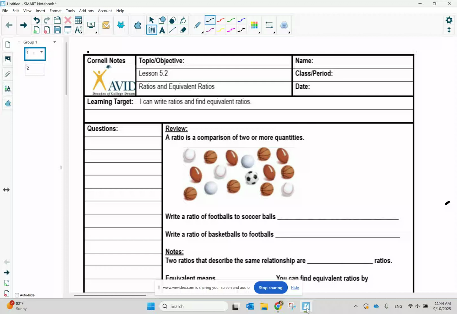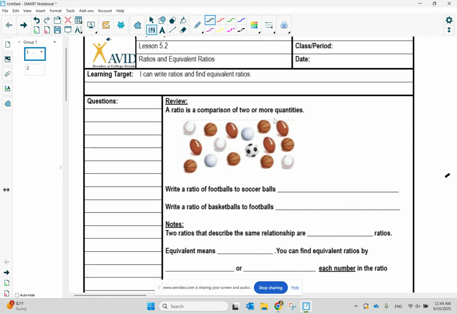Okay, today we're going to talk about ratios and how to make equivalent ratios. So let's just review a little bit. A ratio is a comparison of two or more quantities.